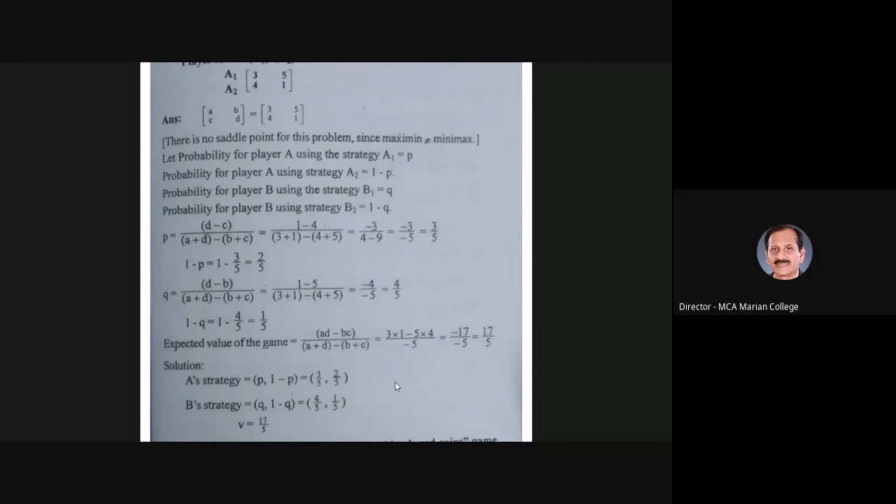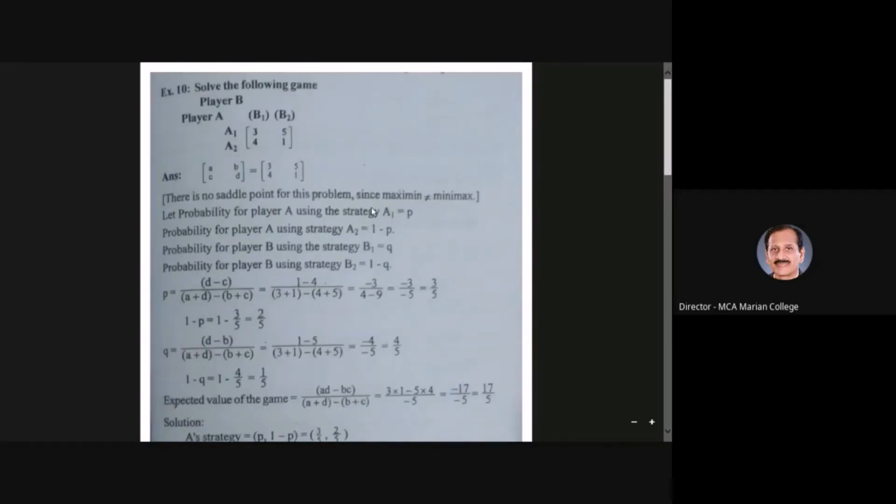Whereas in this method, mostly if there is no saddle point by applying the maximin-minimax principle, and if it is a 2 by 2 matrix, then only you can apply this method. If it is a 2 by 2 matrix, otherwise you cannot apply the probability method. We have some other methods like the dominance method. We are using the principle of dominance, that is the next method.